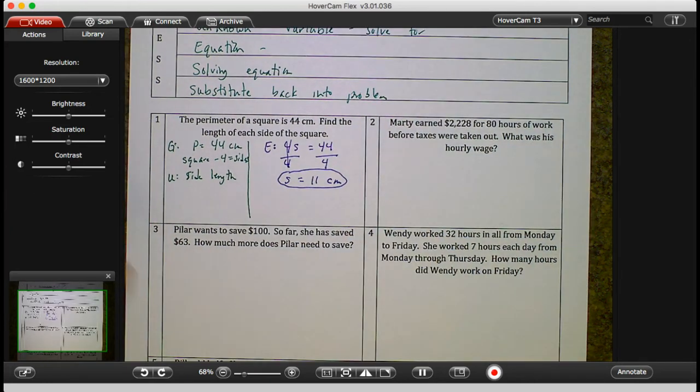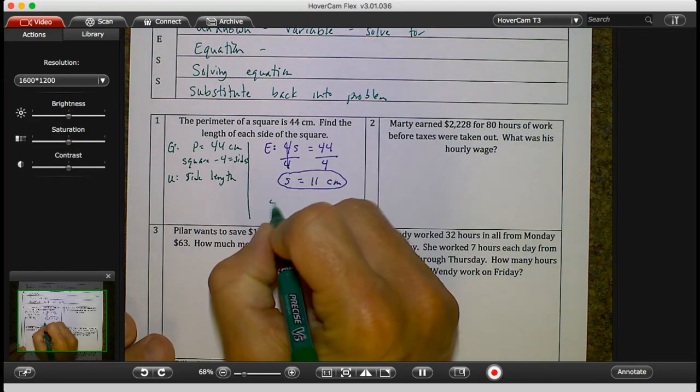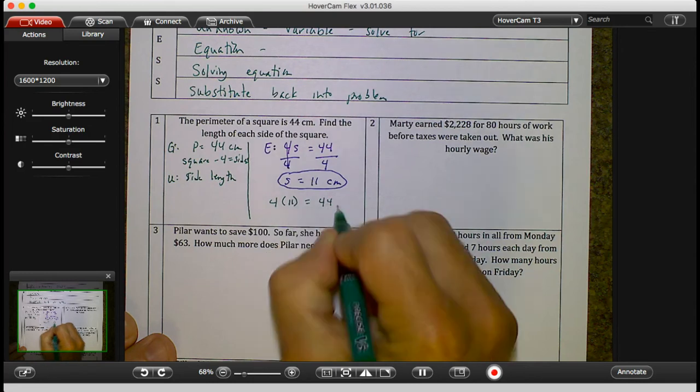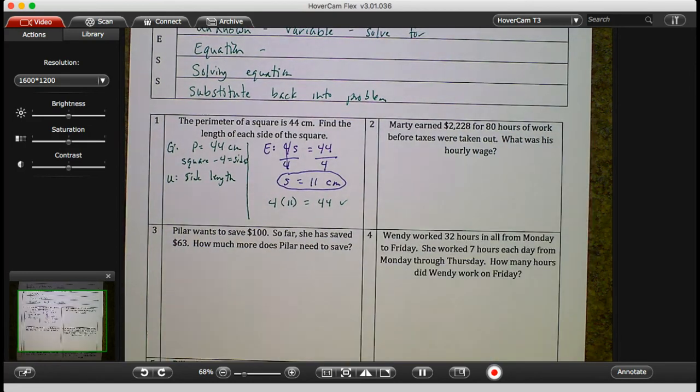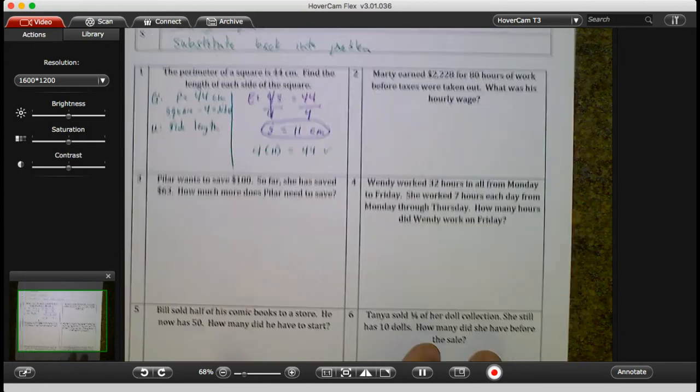If I were to substitute it back in, you would do 4 times 11. Does that equal 44? And yes, it does, so we know that we are correct. If you want to pause your computer and write that one down, I'm going to skip number 2. You could do number 2 for practice. I'm going to go to number 4.